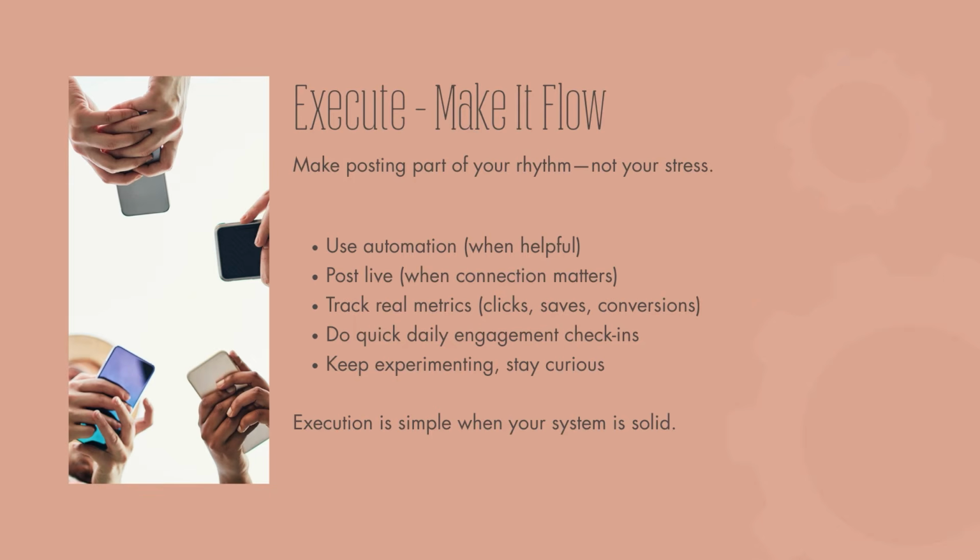Decide when to automate versus manually post. Automation is efficient, but sometimes a live post adds authenticity and immediacy. So keep your eye on metrics that actually matter, like saves, shares, clicks, and conversions, and don't get caught up chasing vanity numbers. Most importantly, keep the spark alive by rotating content types, experimenting with formats, sharing to your story, and staying curious about what works. Execution gets easier when you've built a system. Now all you have to do is show up.